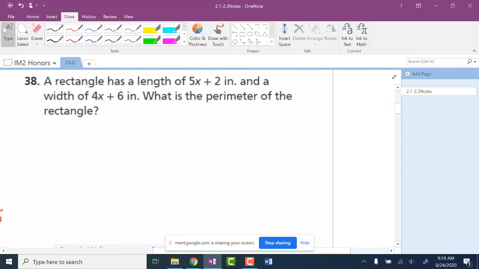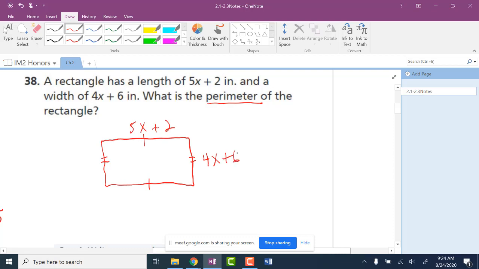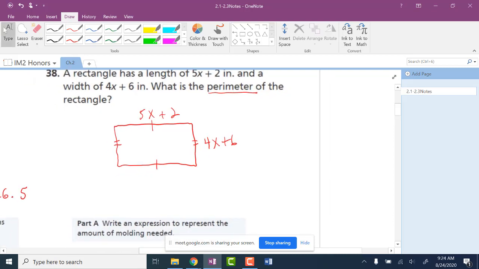Okay, and then I snuck in 38 from our homework. I think you have 37 possibly, just so you understand what perimeter is. Perimeter is the walking distance around an object, and in this case, it's a rectangle. We know rectangles have opposite sides that are equal, so I might mark that like this. And then the other one's 4x plus 6. So what is the perimeter of this rectangle?